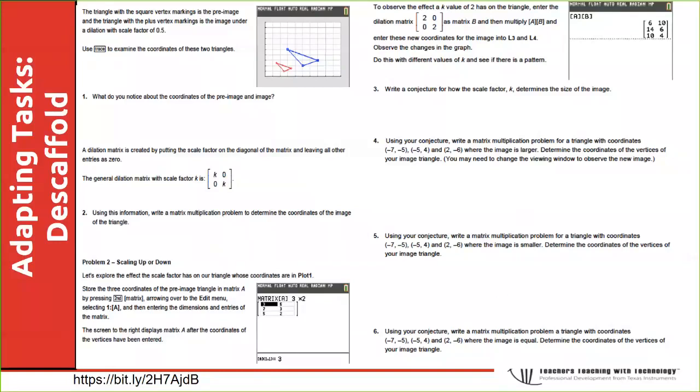One of the things that stuck out to me, I don't know if it jumped out at you, Jeremy, is that questions 4, 5, and 6 are very repetitive, right? Yep. 4 is about the image being larger, 5 is the image being smaller, and 6 is the image being equal. And that's where my thinking went. I don't know if anybody else was paying attention to that piece.